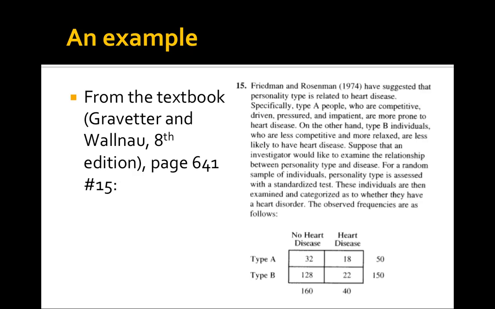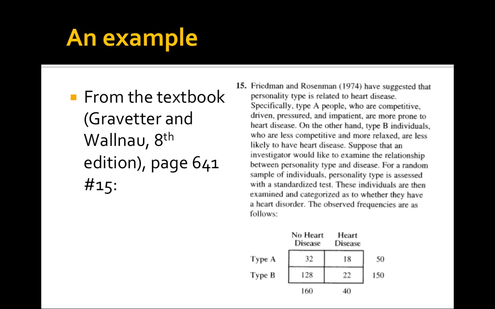So what we're given here are the actual observed frequencies. Type A and type B are listed on the left side. No heart disease and heart disease are listed across the top. So each individual fell into one of those four categories. We had a total of 200 individuals in this sample. 32 were type A, no heart disease. 18 were type A with heart disease. 128 were type B with no heart disease, and 22 were type B with heart disease.